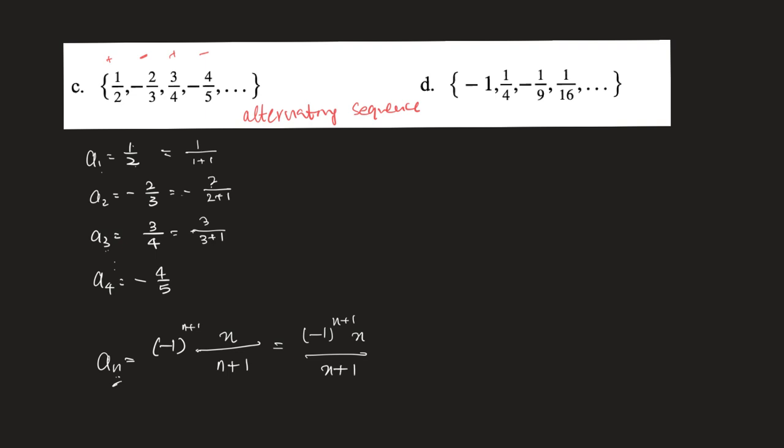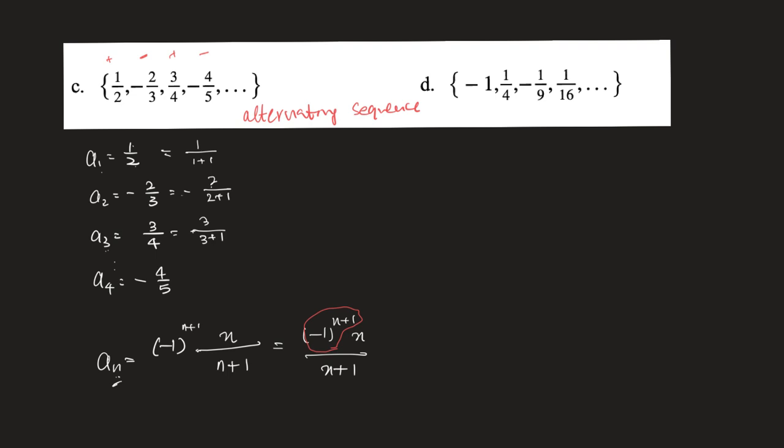Okay, how do you find it? First, look at the sign. Is the sign all positive? No. It's alternating, so decide this term first, guys. Decide this term first. Then you're going to see the pattern of each term. That's how you find the general term of a sequence. Let's do the next one, guys.